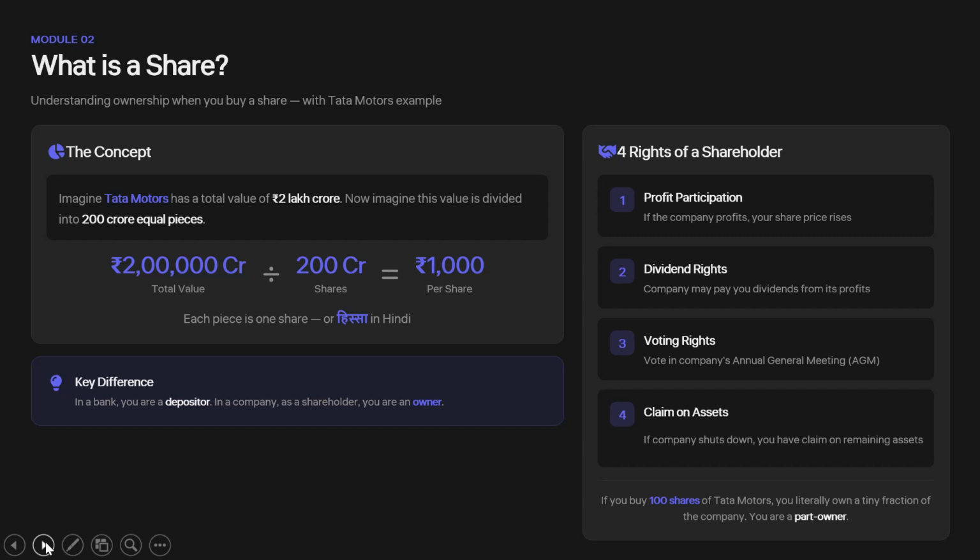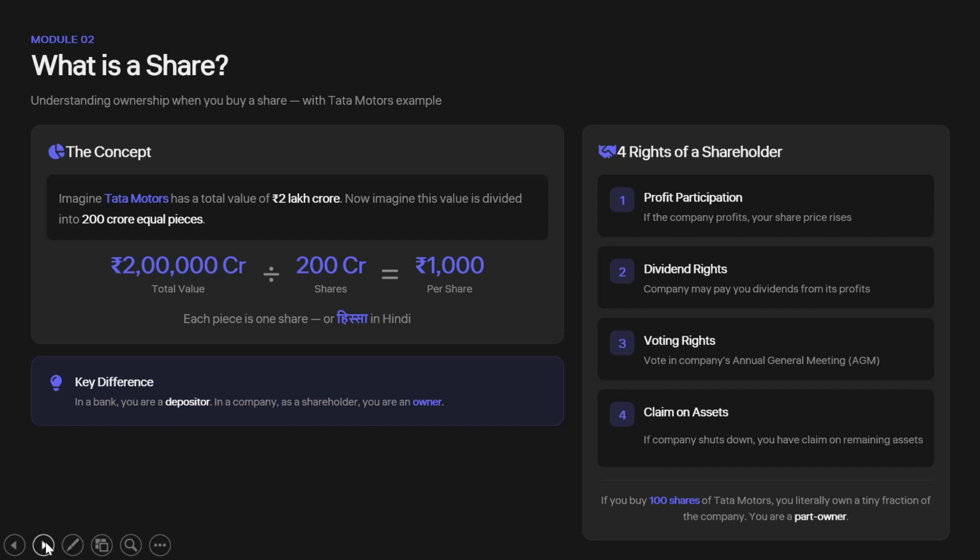This means 4 things. 1. If the company profits, your share price rises. Second, the company may pay you dividends from its profits. Third, you get voting rights in the company's annual general meeting. Fourth, if the company shuts down, you have a claim on its remaining assets.